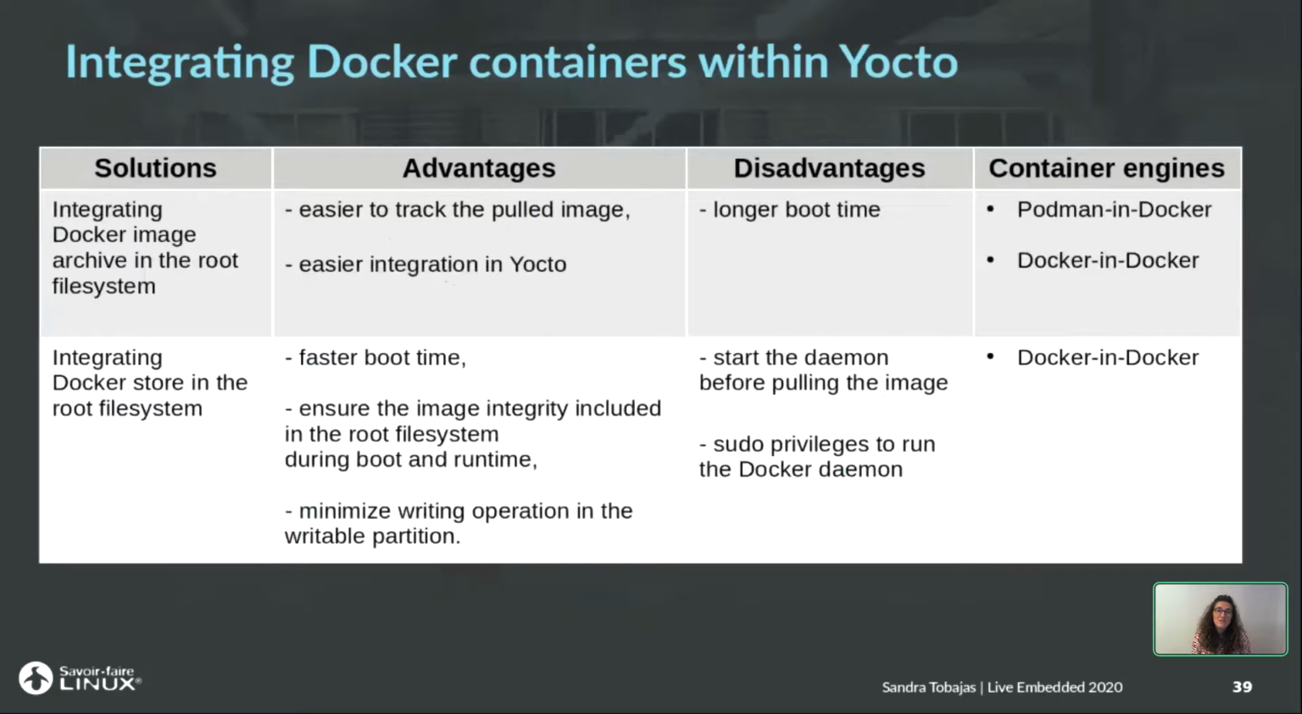Finally, here is a summary of both approaches: integrating a Docker image archive into the root file system and integrating the Docker store in the root file system. The main difference between both is the boot time. In the first approach, you can have the choice between both container engines, Podman and Docker, considering the pros and cons I have listed earlier. The Yocto integration is also easier as only tar archive files need to be installed in the root file system.